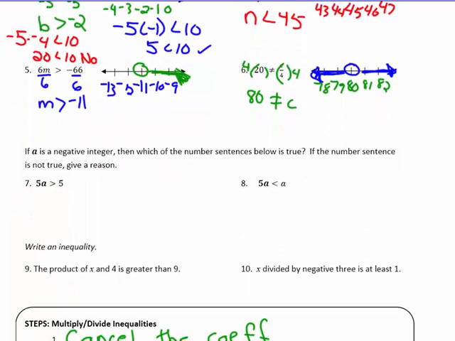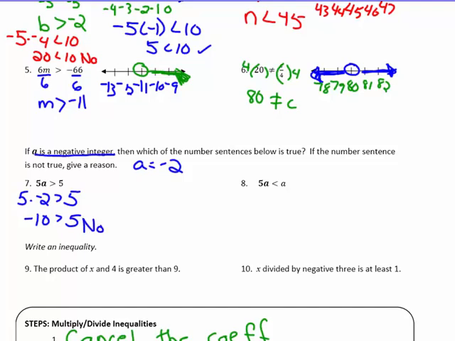All right, let's see. If A is a negative integer, then which of the following sentences below is true? All right, well, again, I'm going to let A be negative 2, just to try to see. So if I put negative 2 in, 5 times negative 2 is negative 10. Negative 10 is not greater than 5, so that one's not true.